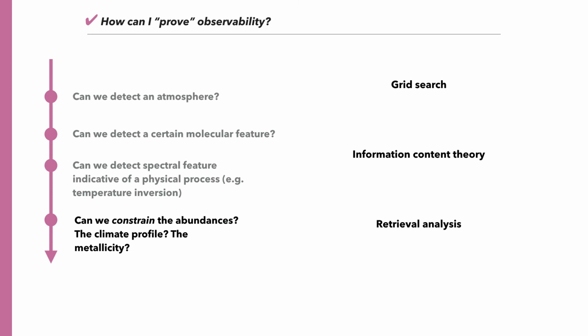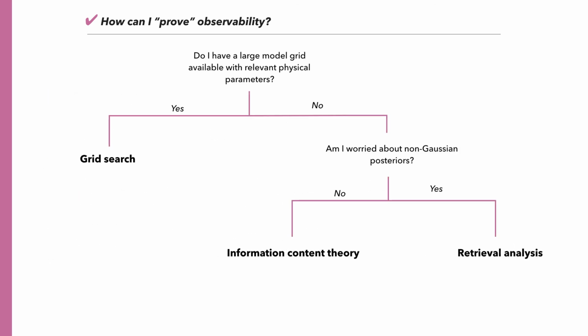Now, the very last part of this tutorial will be trying to determine if you can actually constrain something with your planet of interest. There are primarily three ways of doing this, and there is by no means a clear-cut way to determine which one is best to use. My rough recommendation looks something like this.